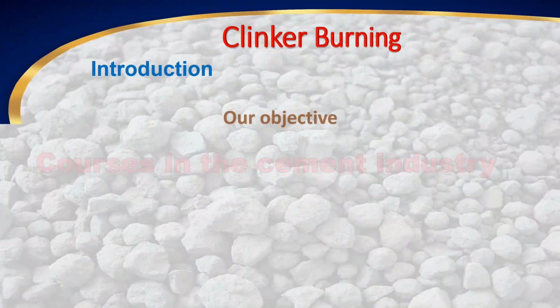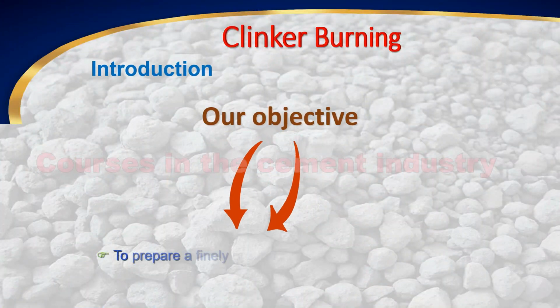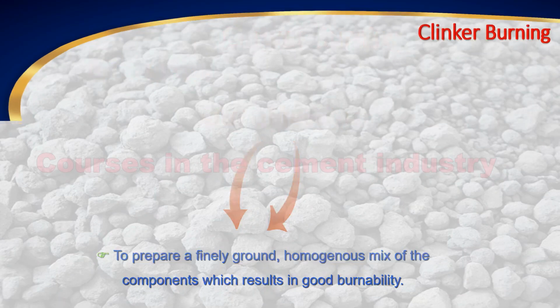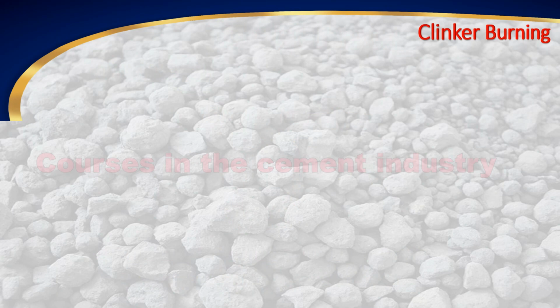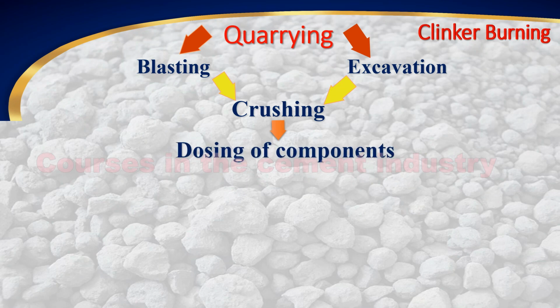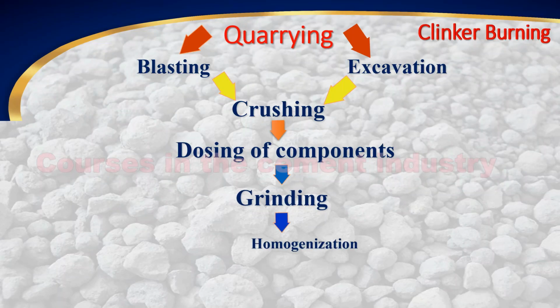Introduction. Our objective: to prepare a finely ground, homogeneous mix of the components, which results in good burnability. Stages of the clinker burning process. 1. Quarrying. 2. Blasting. 3. Excavation. 4. Crushing. 5. Dosing of components. 6. Grinding. 7. Homogenization. 8. Burning.